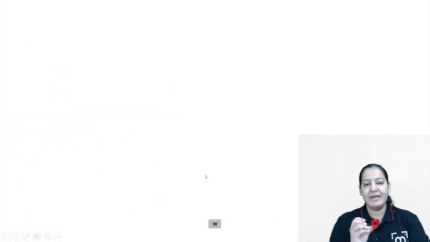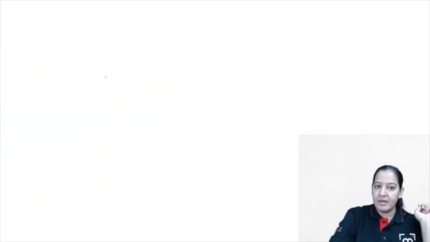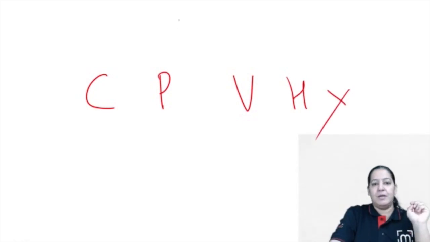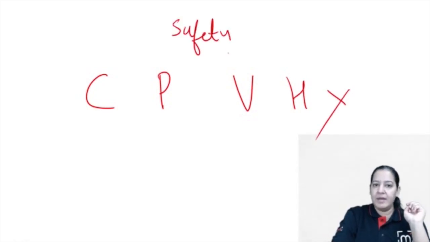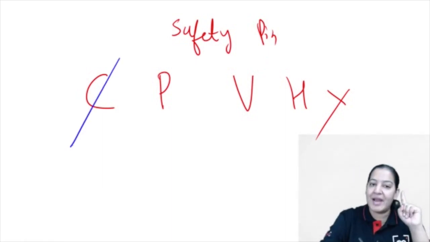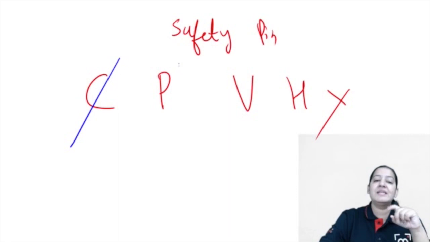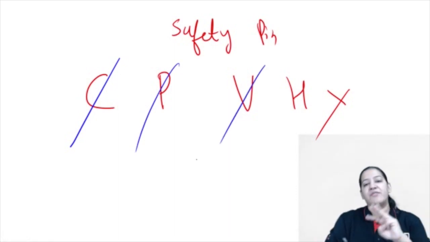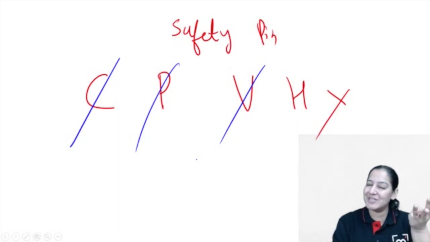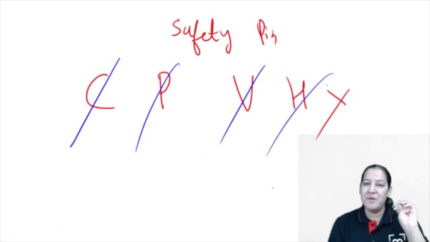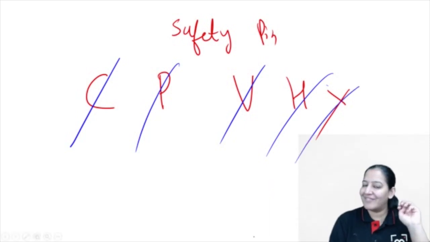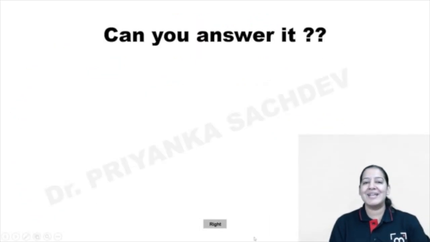So can you help me with the mnemonic? Safety pin can produce very high yield. C stands for Calymmatobacterium granulomatis, P stands for pseudomallei, V stands for Vibrio, but not cholerae, Vibrio parahaemolyticus, right? Because in your options you will get cholerae also. H stands for Haemophilus, but not influenzae, it's ducreyi, right? And Y for Yersinia. So that's it. This ends staining.